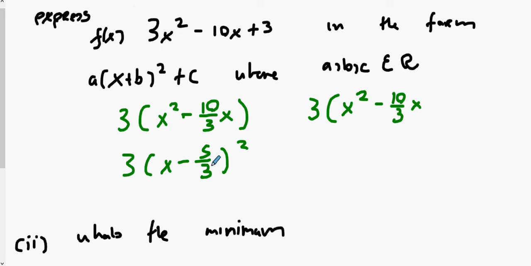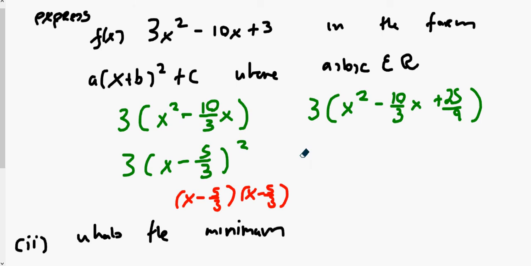And then square it. So for those of you that are a bit confused, we're multiplying x minus 5 over 3 by x minus 5 over 3. And then the last part will be 25 over 9. No bother. Now, multiply this out and what do we get then?